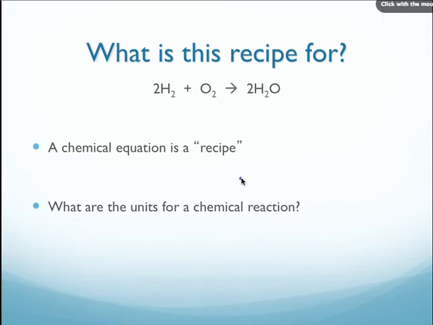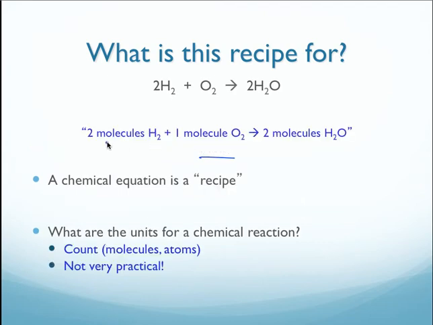When we look at a chemical equation, it is a kind of recipe. And the units that we use for these recipes are molecules. So for the equation as written here, 2 molecules of hydrogen react with 1 molecule of oxygen to yield 2 molecules of water.